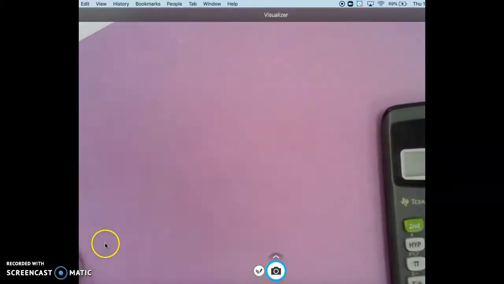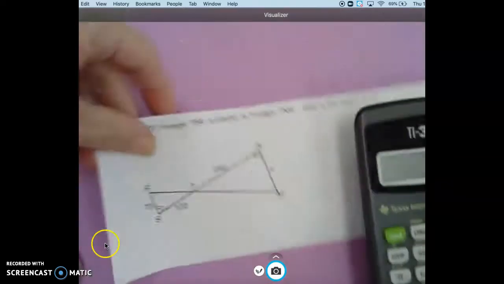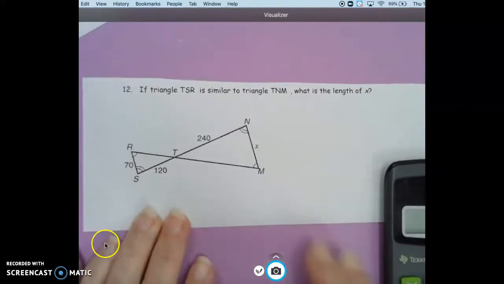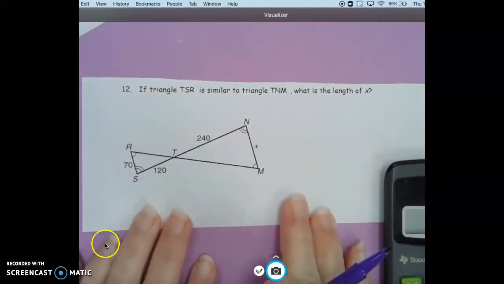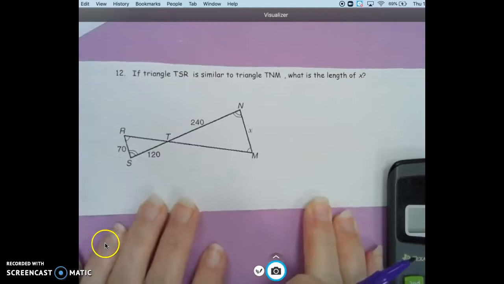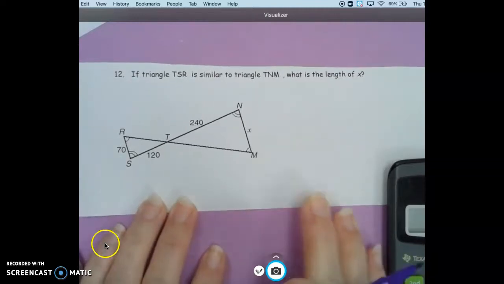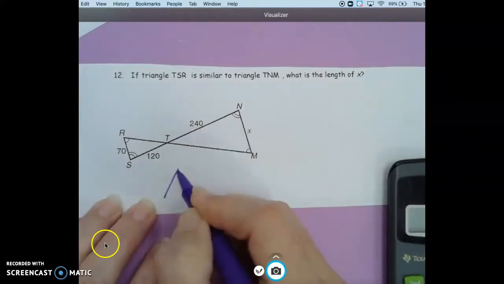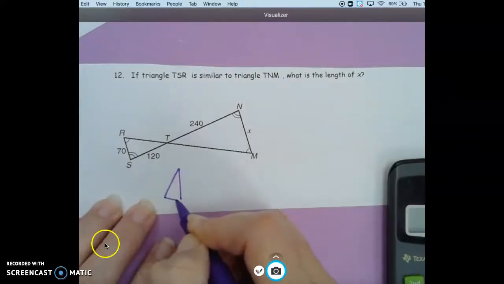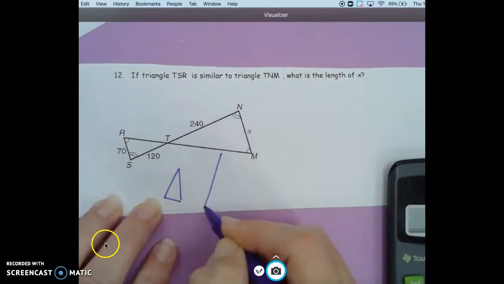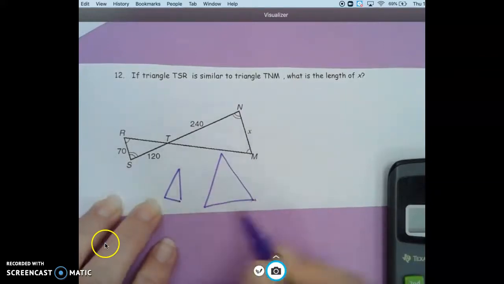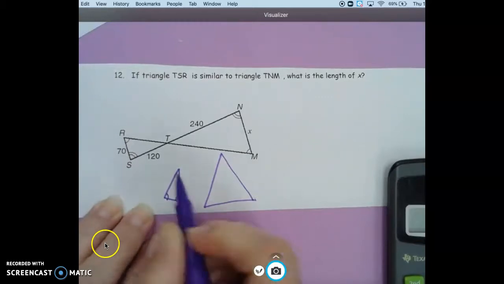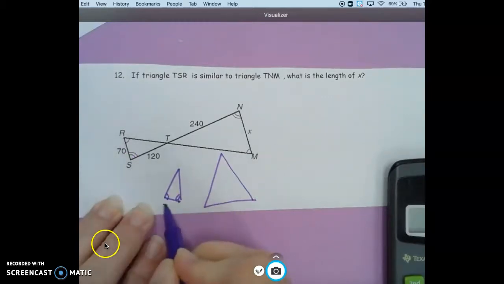So we're going to keep progressing and get a little bit harder each time. I look at this one, it tells me that the triangles are similar and it wants me to find x. Well, these all look a little bit crazy to me, so what I would do is redraw both triangles. And I see that I have one arc and then I have two arcs. So between my one arc and two arcs is a 70.